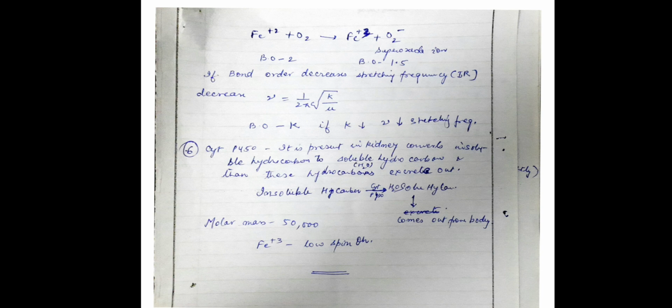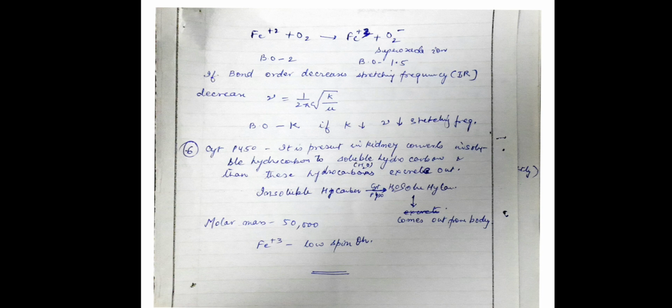If the bond order decreases, the IR stretching frequency decreases, because nu equals 1 over 2 pi times the square root of k over mu. Bond order corresponds to k. If k decreases, nu decreases. So the stretching frequency decreases.